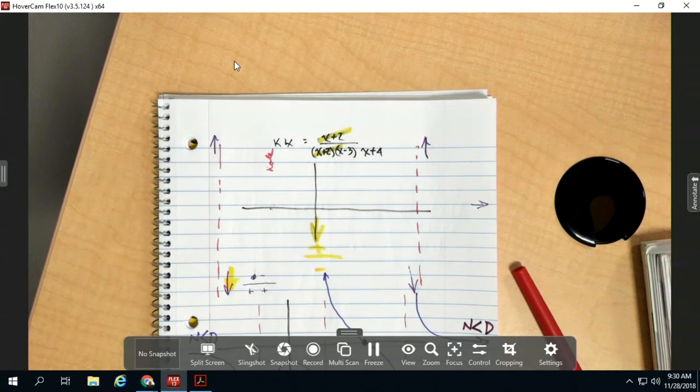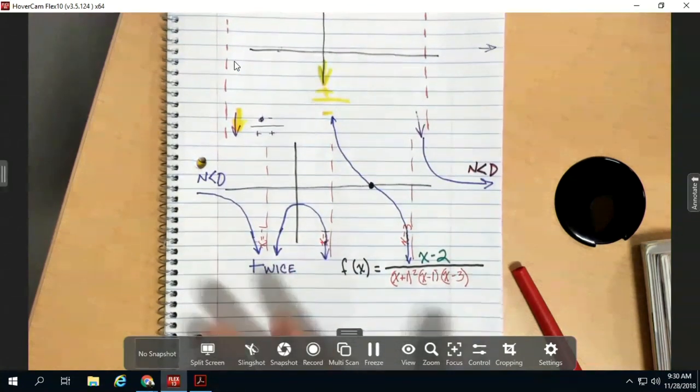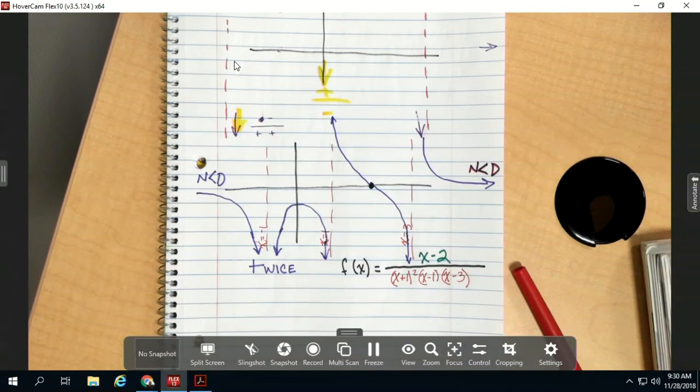Everybody ready? Okay, let's go through it. Numerator, x minus 2, 1, 0. Oh, you got it. Denominator, x plus 1 twice. Oh, x minus 1, x minus 3.